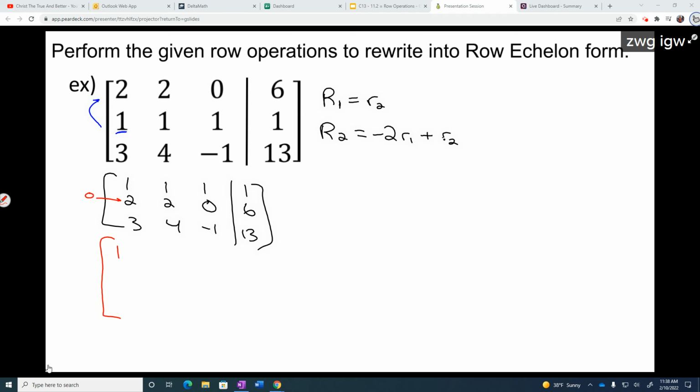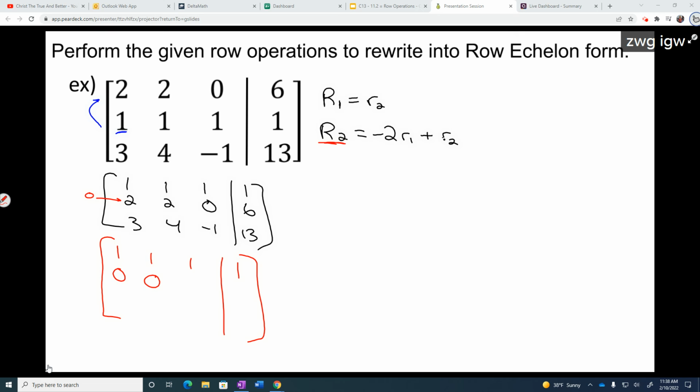So our top row stays the same. The only thing we're changing is row 2 on this one. Let's do part of this one. All right, here. So we're going to do -2 times row 1. So -2 times 1 plus the original row 2. So what does that equal? This here? 0, right? And this one, -2 times 1 is -2. -2 plus 2 is also 0.